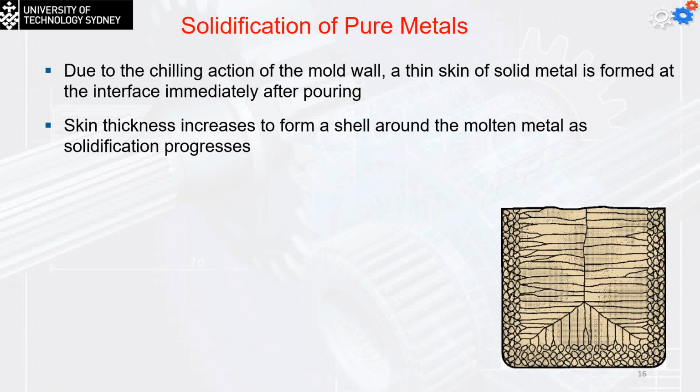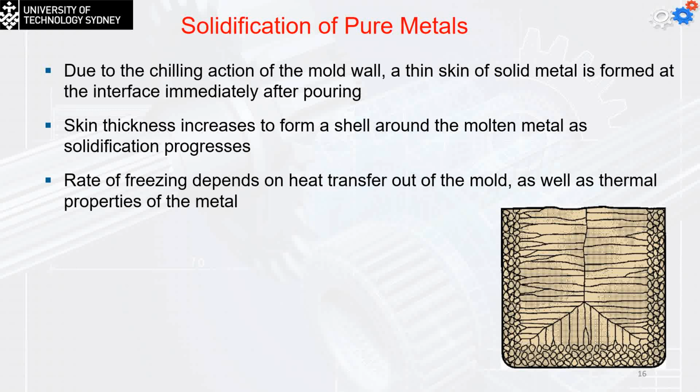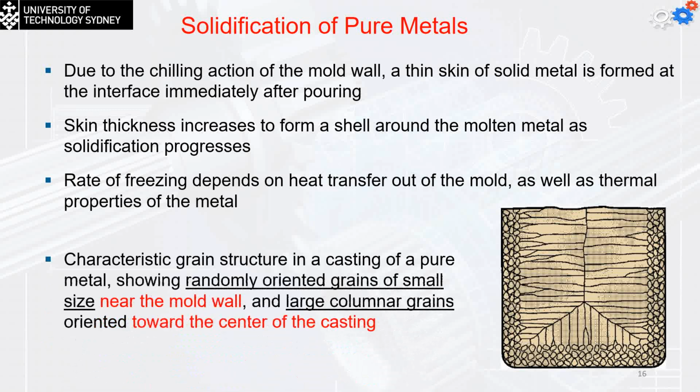So at the end, on the crust, we are going to have randomly oriented grains of small size near the wall. Because once again, it cooled down very fast, it's rapid cooling. That's why we have small, randomly oriented grains. In the middle, we are going to have larger columnar grains oriented toward the center of the casting, because once again, the solidification process in the middle is going to be at a lower rate compared to the outside.